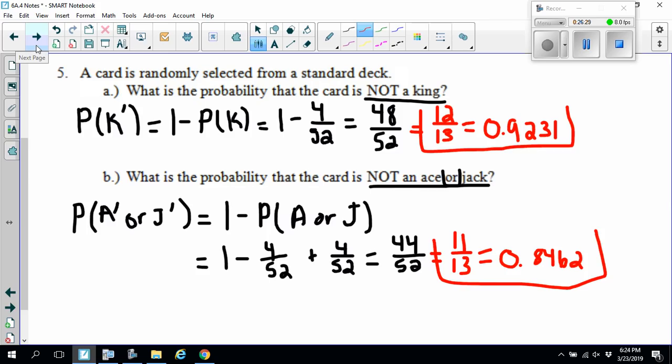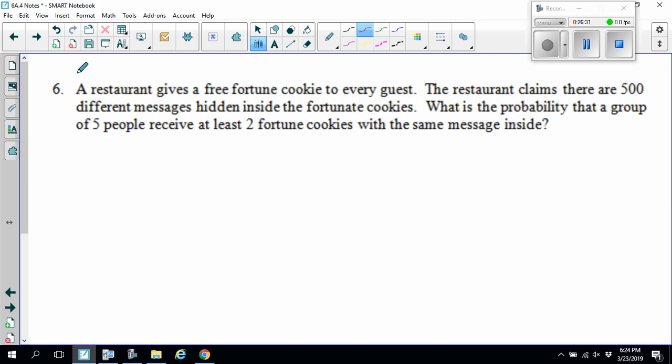Okay, let's go ahead and do our final 2 problems. Now, once again, these are using the complement. So we're still going to do 1 minus not. So we have number 6: a restaurant gives a free fortune cookie to every guest. The restaurant claims there are 500 different messages hidden in the fortune cookies. What is the probability that a group of 5 people receive at least 2 fortune cookies with the same message inside?